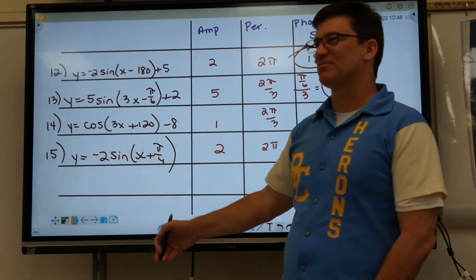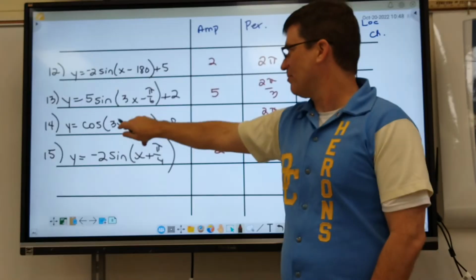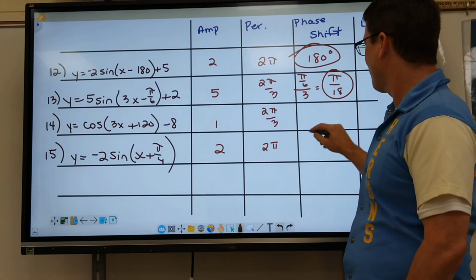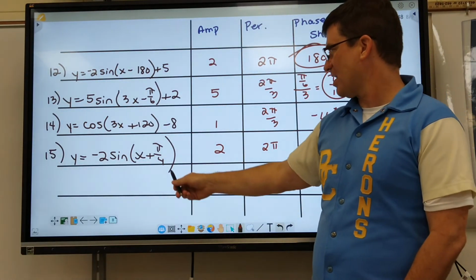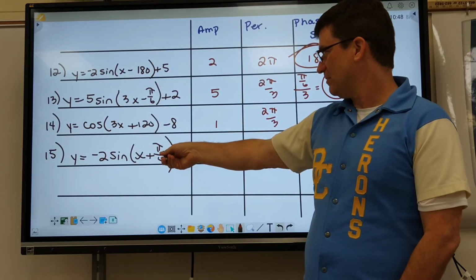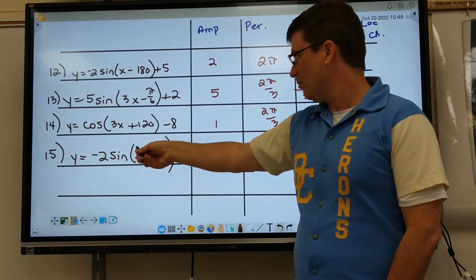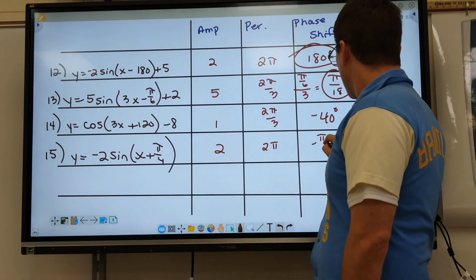All right, 14. What goes on top? Negative 120. What goes on bottom? 3. Divide it. What do you get? Negative 40. All right, 15. What goes on top? Negative pi over 4. What goes on bottom? 1. So that's just negative pi over 4.